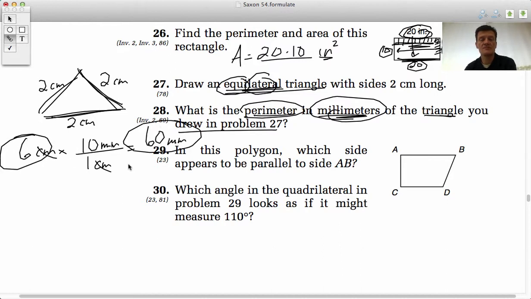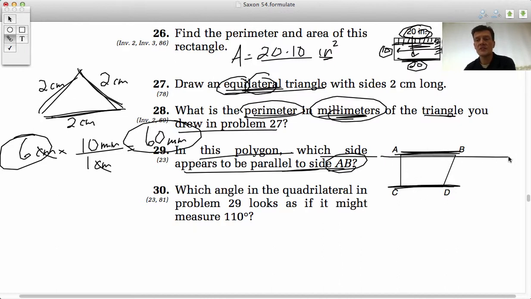In this polygon, which side appears to be parallel to side AB? Here's AB. Parallel would be CD. Parallel lines never cross. So if you were to extend these, continue these out further, they're never going to intersect. Which angle in the quadrilateral in problem 29 looks as if it might be 110?